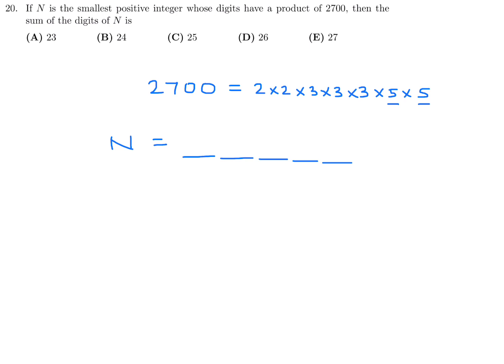How can I combine them? What are the possibilities? Well, let's just work with this. How about 2 times 2, 3 times 3 and then a lone 3? If I do that, 2 times 2 is 4, 3 times 3 is 9, and then I got a lone 3 in here, and then the 5 and the 5. Now, this is, of course, not the smallest way of doing this. The smallest number with these 5 digits would be 3, 4, 5, 5, 9, I believe.